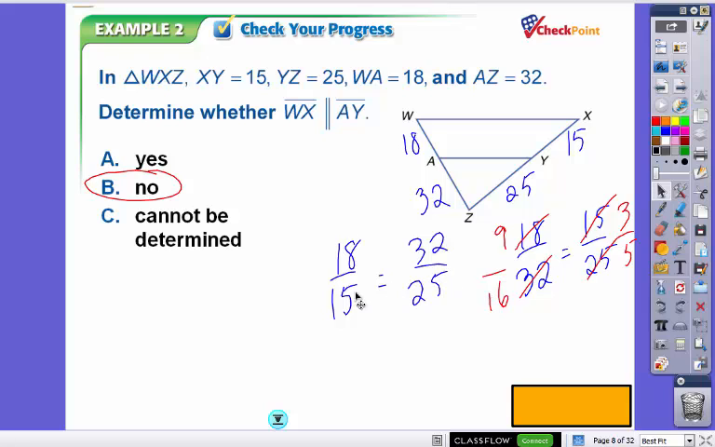Both of these setups are okay. You can do either this one or this one, okay? When I reduce this one over here, I get 9 over 16 and 3 over 5, okay? That doesn't work, so the answer is no, they are not parallel. However, the other way to check it is to cross multiply. If you multiply one way, you're going to get a really big number in this case, and you multiply the other way, and you get another big number. If those numbers are the same, then yes, they're parallel. If you get two different numbers when you cross multiply, then no, they're not parallel.